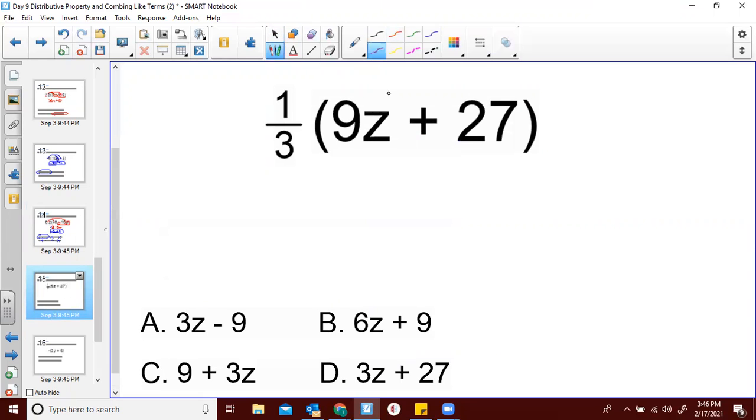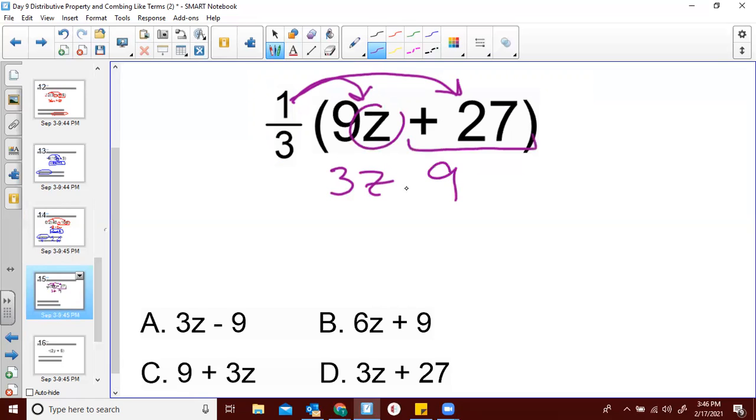So I'm going to distribute my third to my 9Z as well as my 27. So 1/3 times 9 will give me 3. Don't forget about your variable. 1/3 times 27 will give me 9. Do not forget about this sign.